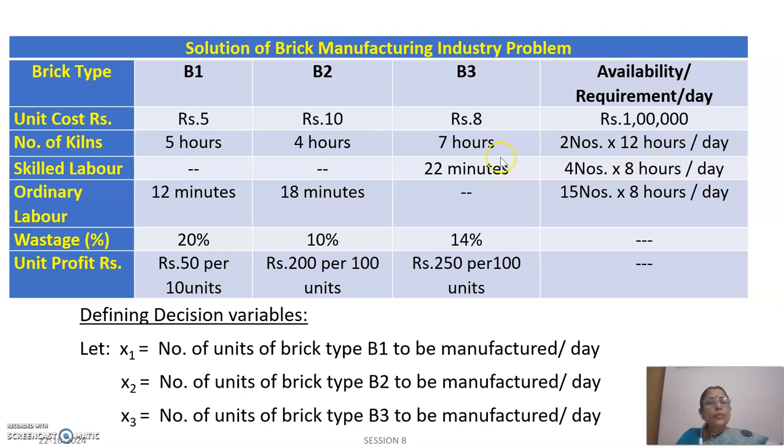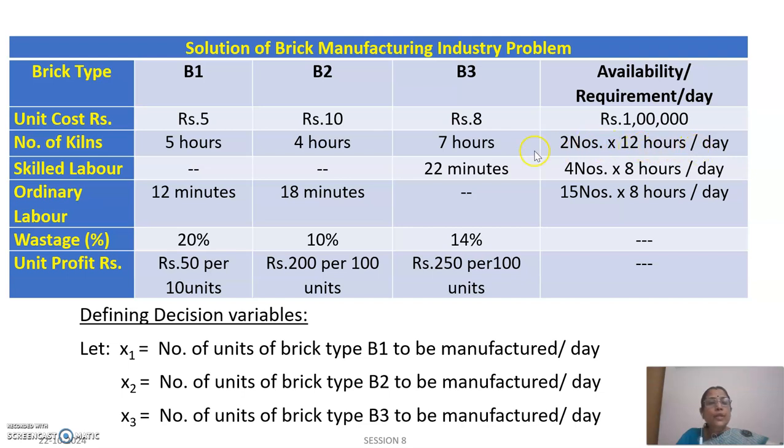And then the processing time of the bricks on each kiln is given. That is, 1 unit of brick B1 on the kiln is 5 hours, and similarly 1 unit of brick B2 requires 4 hours of processing on kilns, and similarly 7 hours of processing for 1 unit of brick B3. The total available time is 24 hours, which is two kilns into 12 hours each per day.